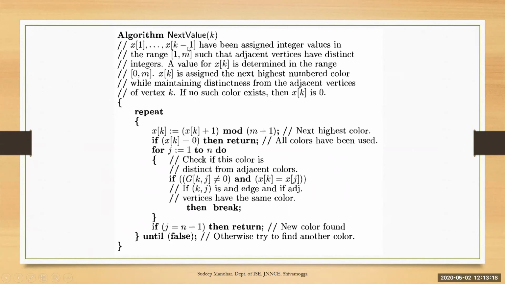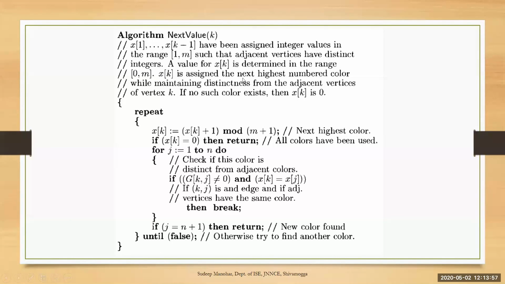x of 1 to x of k minus 1 have been assigned integer values in the range from 1 to m, such that adjacent vertices have distinct integers. A value for x of k is determined in the range from 0 to m. So what you can assign for this is any color. x of 1 can be any color from 0 to m, within the 3 colors, for example.